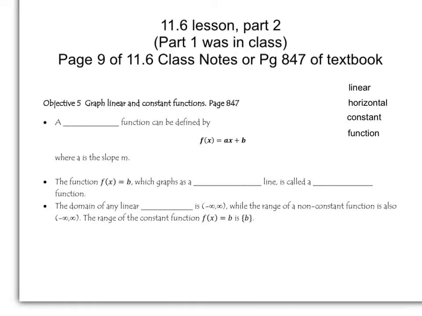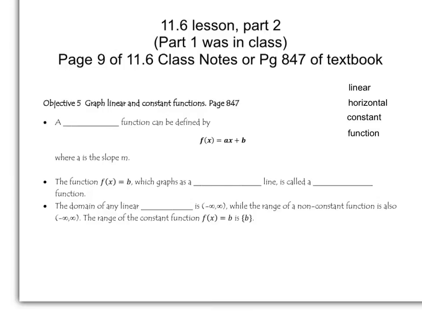When we went over 11.6 in class, we ran out of time before I got through the entire lesson. So here's a video that covers the rest of the lesson. If you need your class notes or the textbook, if you use your class notes, you'll want to turn to page 9, and near the bottom of the page you'll see Objective 5, Graph Linear and Constant Functions, and that's where we're going to begin.